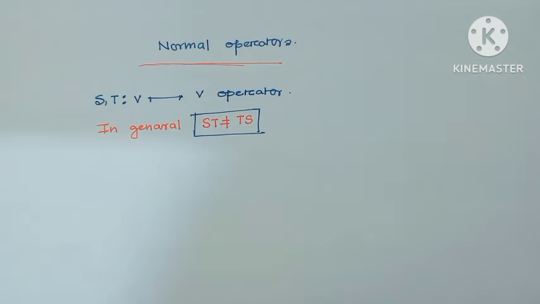Okay. Next, I will say what normal operators are. Then I will say the diagonalizability of self-adjoint operators. Normal operator: consider S and T, which are mappings from a vector space to a vector space. In general, ST is not equal to TS.